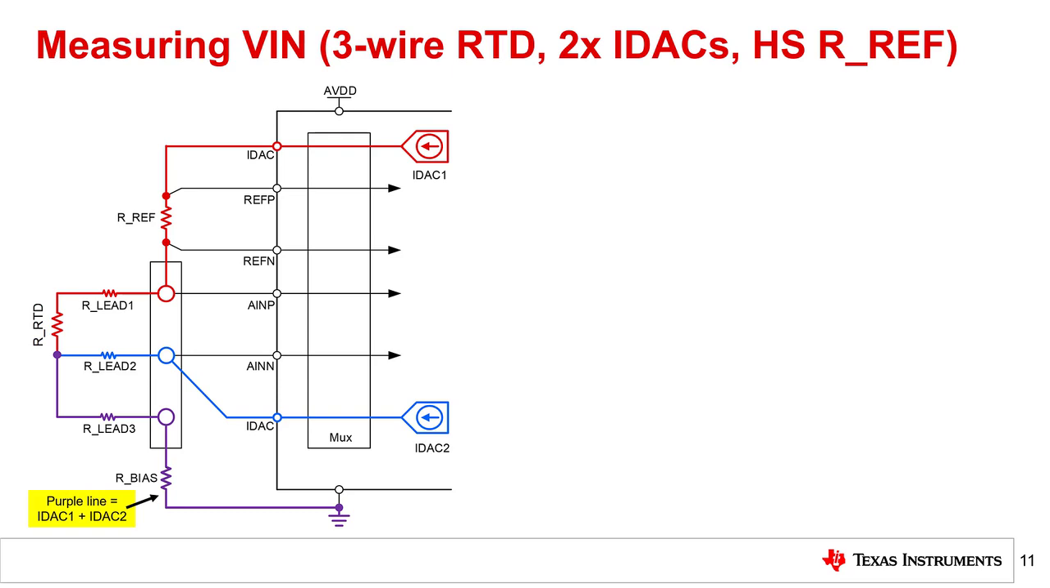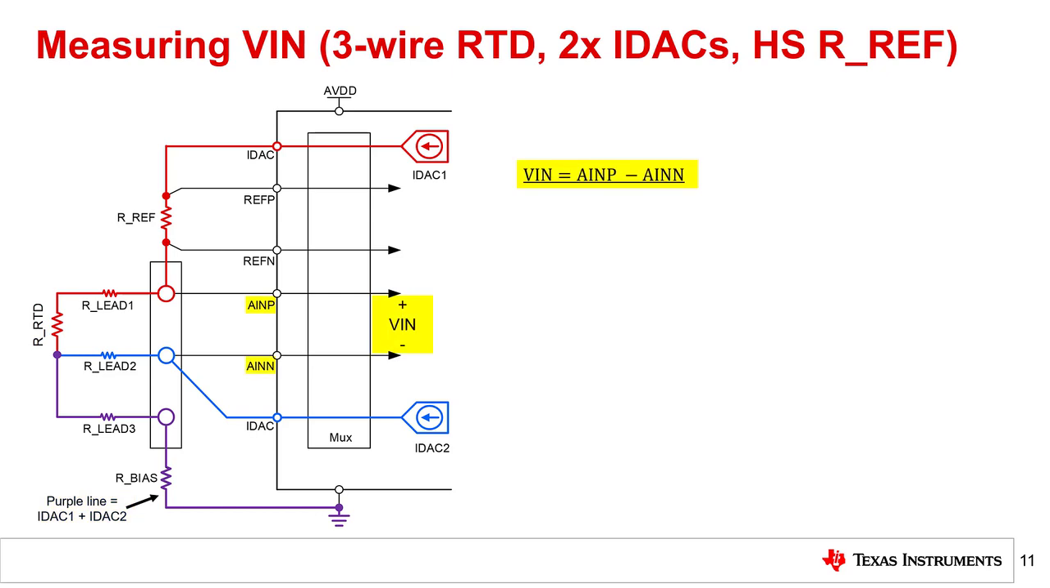Comparatively, the current from IDAC 2 in blue passes through our lead 2 and meets IDAC 1 at the middle lead of the RTD. At this point, both currents combine and are represented by the purple line. The combined current flows through our lead 3 and our bias to ground. Note that this is different from the low-side RREF circuit where both currents flowed through RREF.